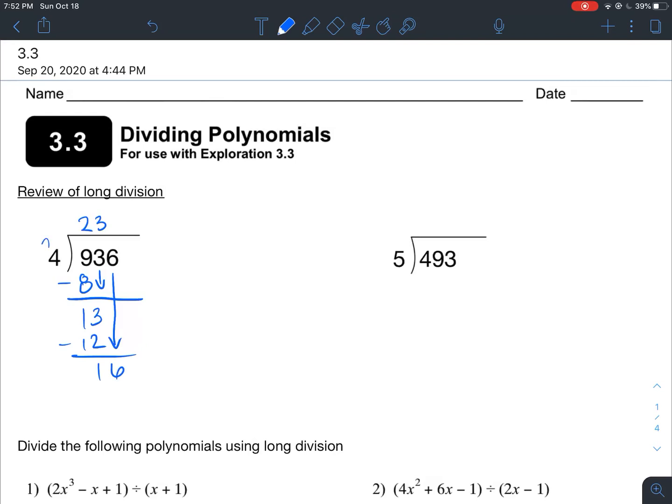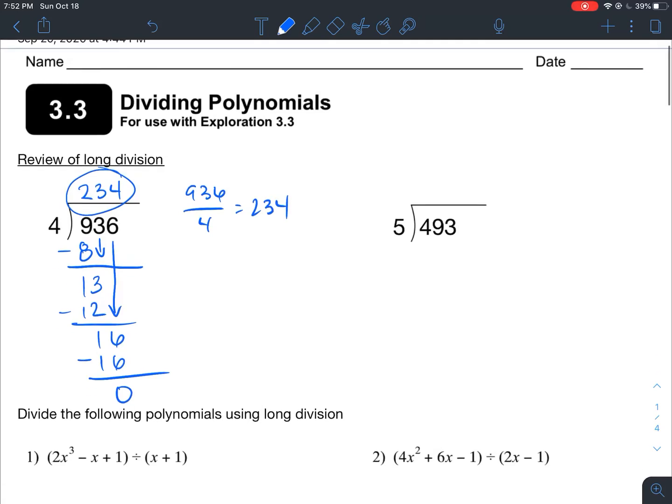How many times does 4 go into 16? That's 4 times. 4 times 4 is 16. And you subtract, and we end up getting 0 in this case. So now we've done everything that we can. I forgot to put the 4 up here. Because 4 went into 16 4 times. 4 times 4 is 16. So that would be our answer right there. So we know that 936 divided by 4 is equal to 234.